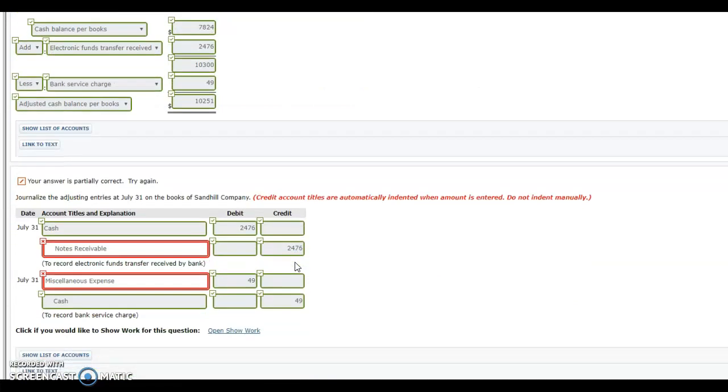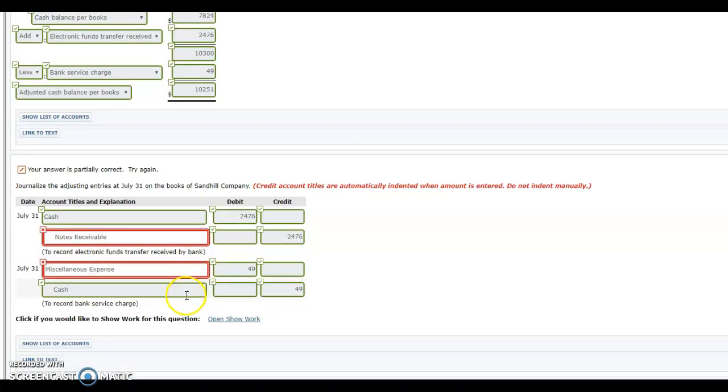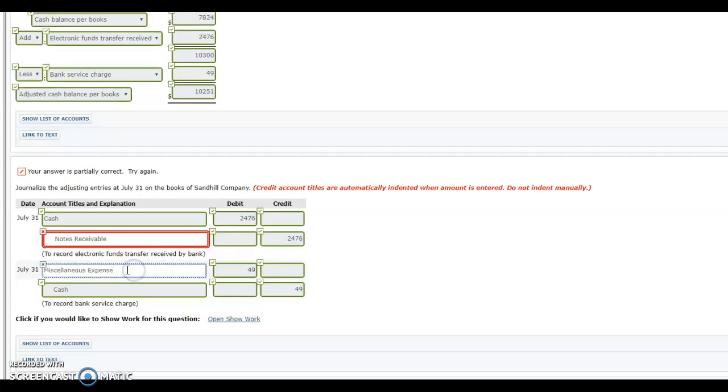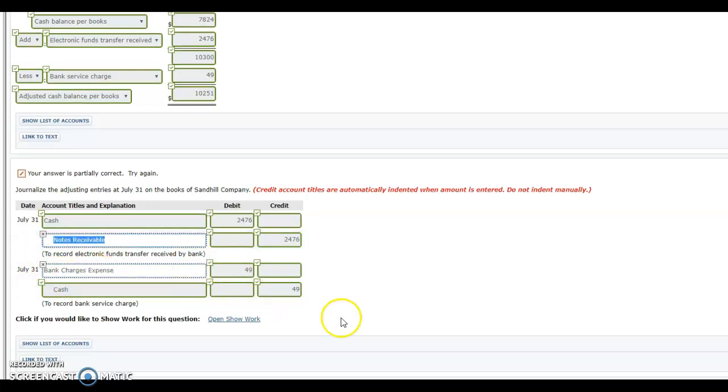If we did it all correct, we will see it will show us. So all of that, and it looks like those were the wrong accounts. So we can try that other account, the bank charges expense. And to record the electronic funds transfer, I don't know. Funds transfer. Well, now I'm recording this.